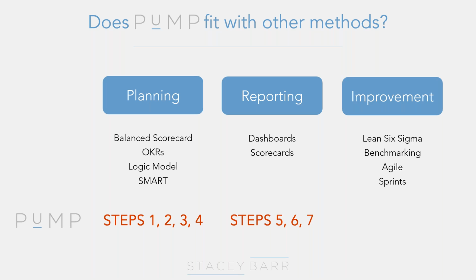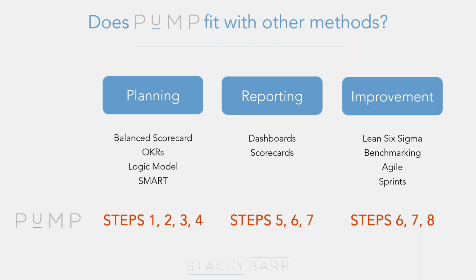Improvement of performance is all about closing the gap between a measure's current performance and its targeted performance. But that's going to be a complete waste of time unless we already have the right measure. And improvement of performance happens in step 8 in PuMP, which is switching performance targets, which overlaps with processes like Lean Six Sigma and benchmarking.